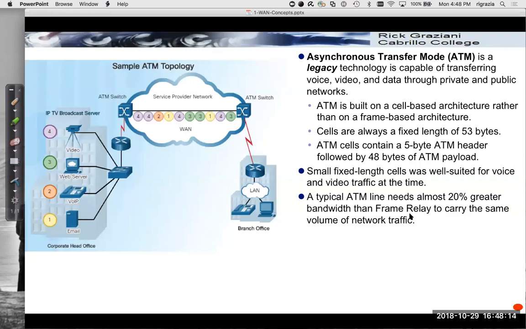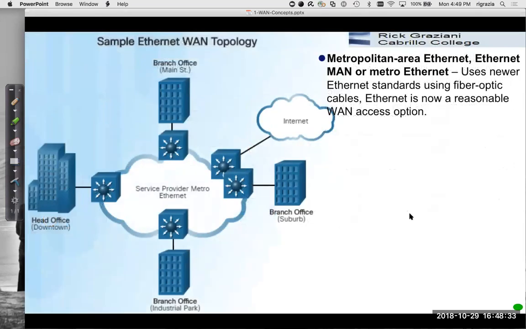And again, this was like frame relay in that the provider would set up these virtual circuits in their ATM cloud between the endpoints. Okay, let's move away from that old stuff.